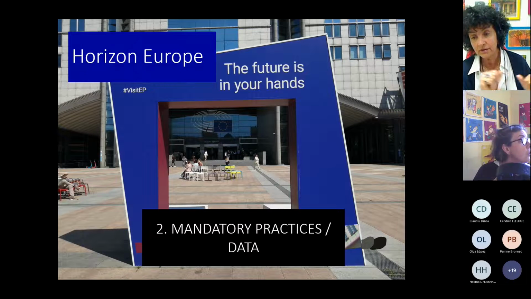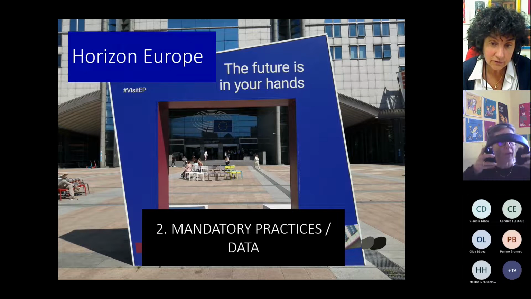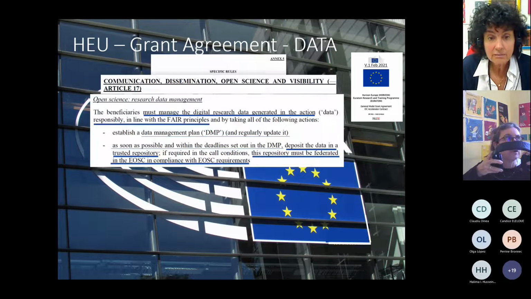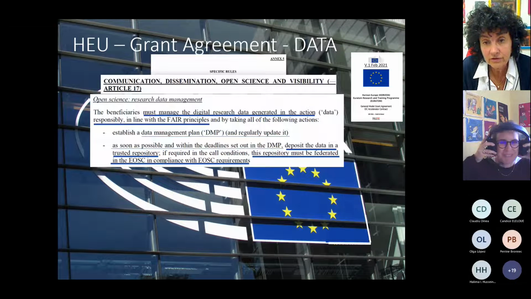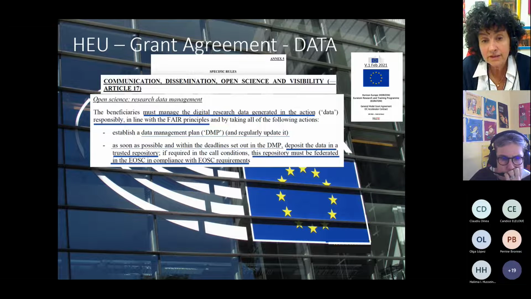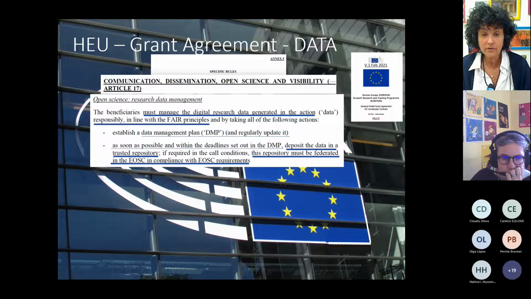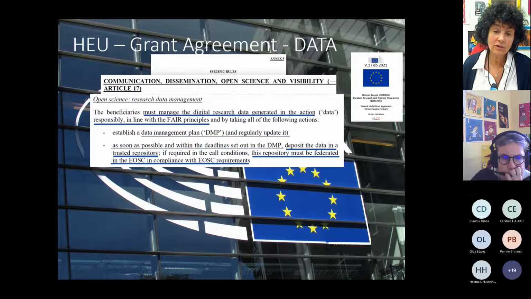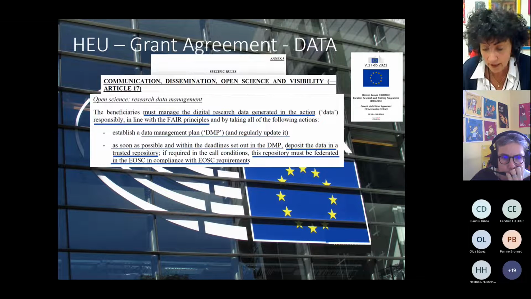Mandatory practices for publications. Now we have mandatory practices for data. The beneficiaries must manage the digital research data generated in the action responsibly in line with the FAIR principles, by taking all of the following actions. Establish a data management plan and regularly update it. As soon as possible and within the deadlines set out in the DMP, deposit the data in a trusted repository. If required in call conditions, this repository must be federated in the EOSC in compliance with EOSC requirements.